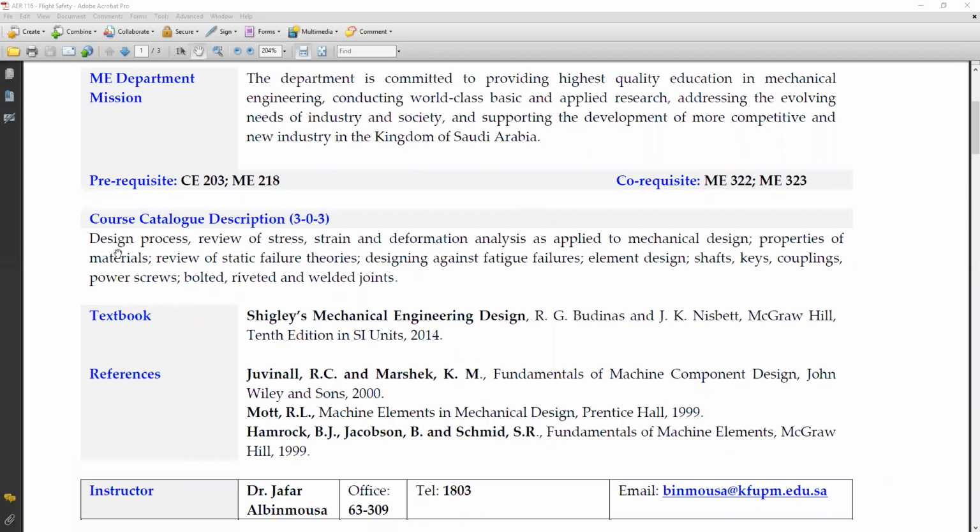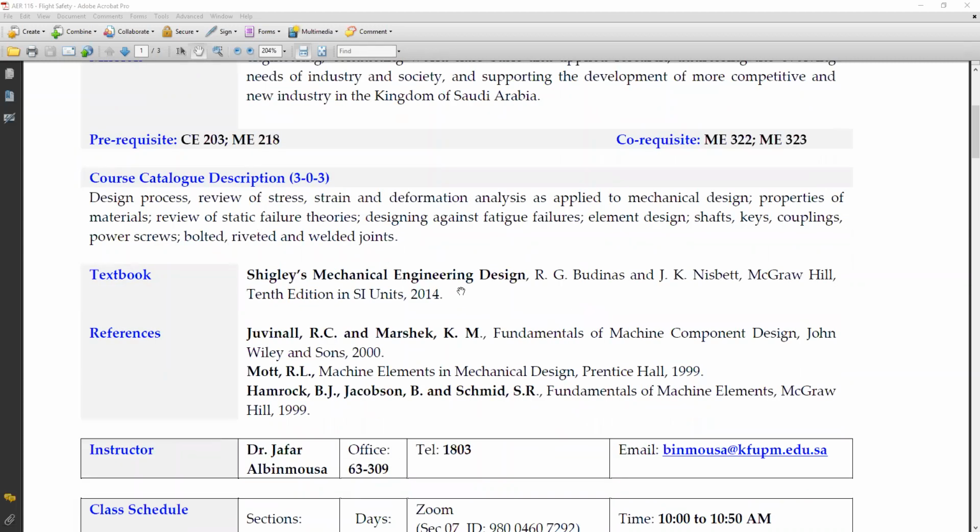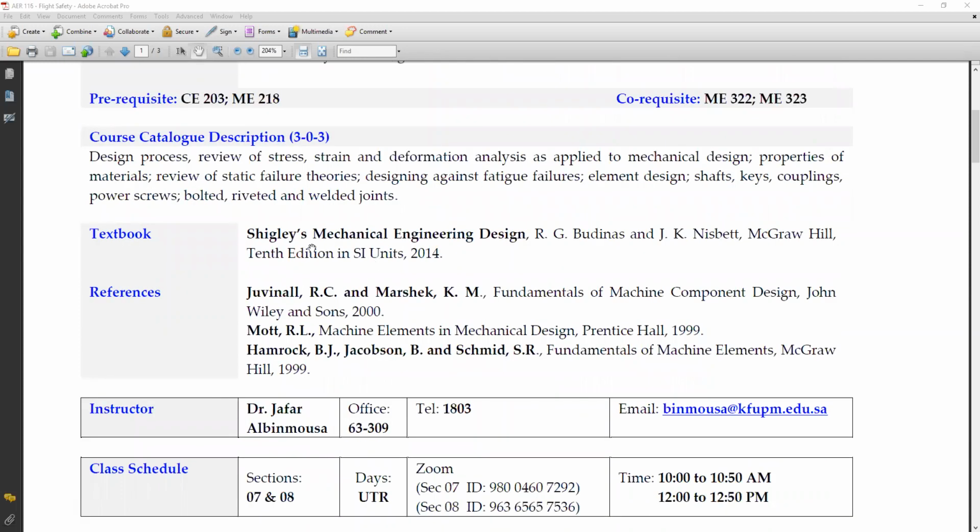Now, what is this course about? When I told you that this is a review of stress, strain, and deformation, I think you understand why CE 203 is very important. So we're going to talk about failure and materials, and I'm going to have a lecture about this soon, today. So I'm not going to talk about the detail. The textbook is Shigley. Without a doubt, Shigley is probably the most famous textbook in the world.